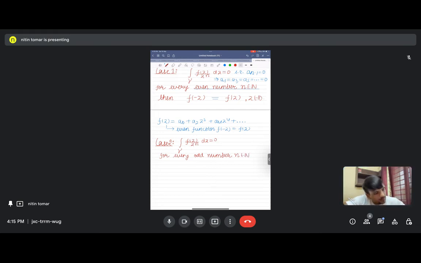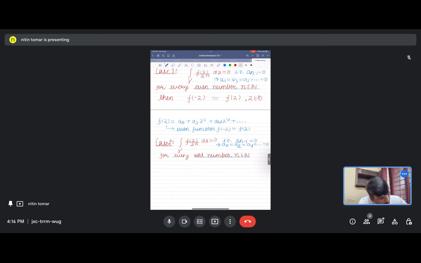The even terms, a naught, a2, a4, a6, will be zero. Exactly, because it is 0 for every odd n. Again we will use the same logic: a subscript n minus 1 is 0 for every odd n, and an odd number minus 1 is an even number. So this implies a naught, a2, a4, all of the even ones will go to 0.